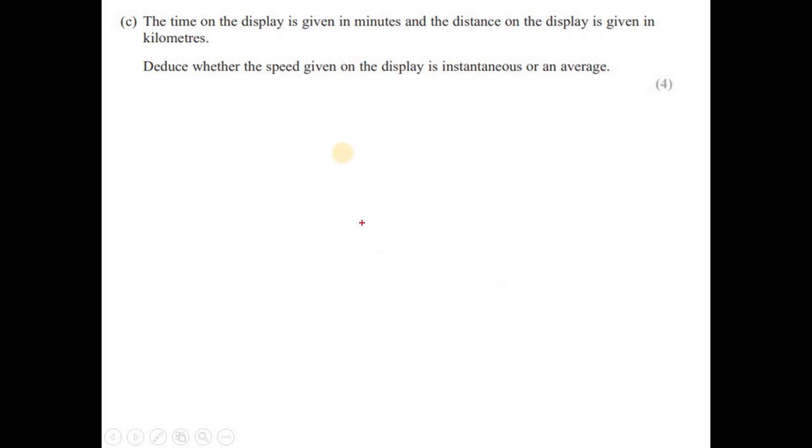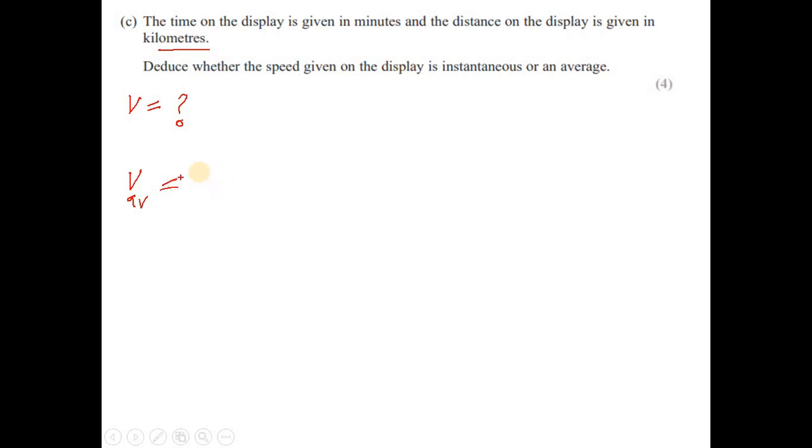Part C. The time on the display is given in minutes and the distance on the display is given in kilometers. Deduce whether the speed given on the display is instantaneous or an average. So the idea is we are going to find the speed from the display, and we are going to compare the speed that we find with the speed shown on the display. So we need to find V. Average speed is distance covered divided by time taken.